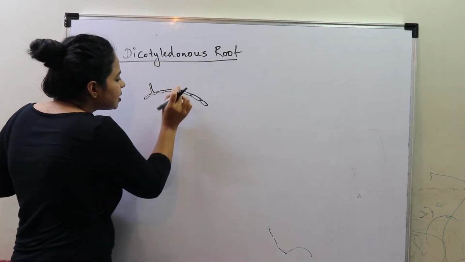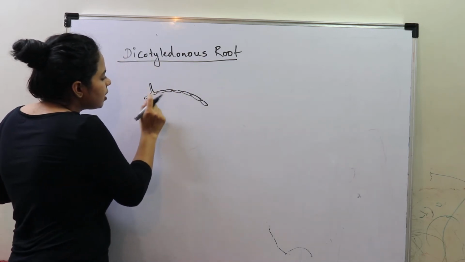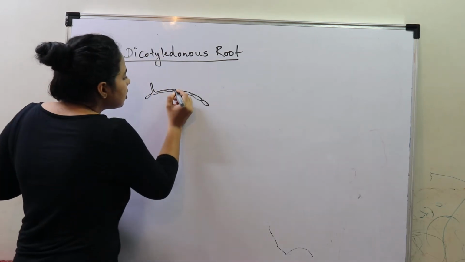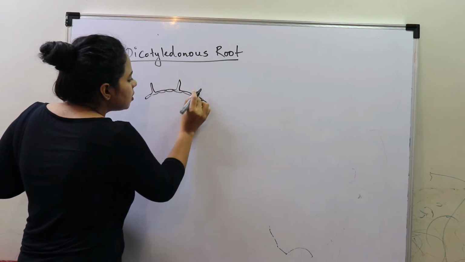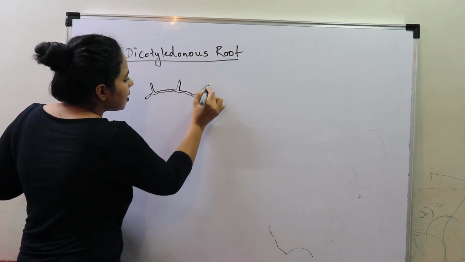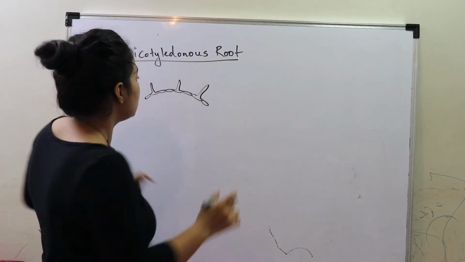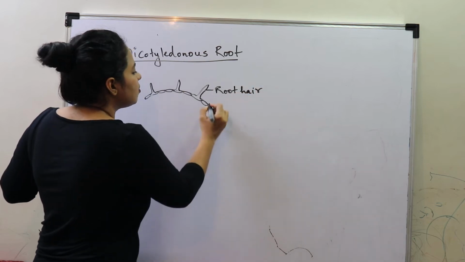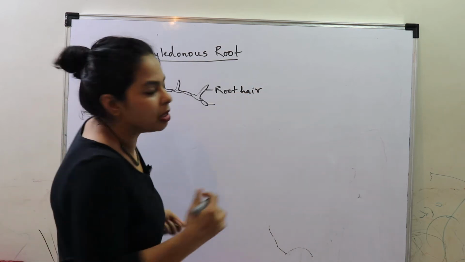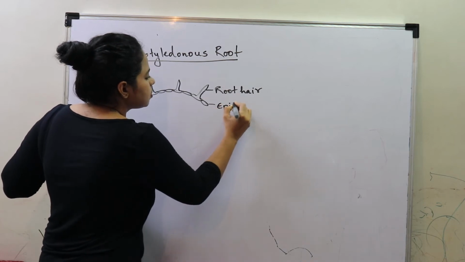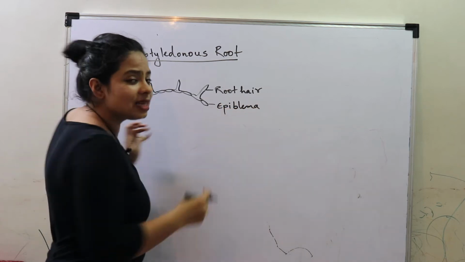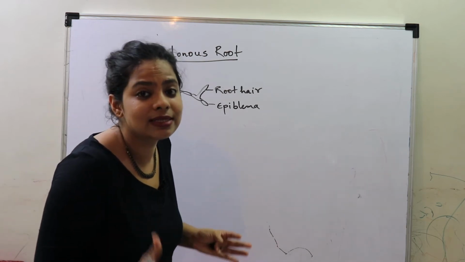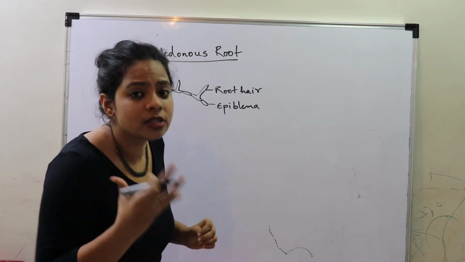Now here you can see this epiblema is protruded to form a single cell, unicellular root hair. Again here also unicellular root hair is formed. This cell of epiblema extends to form root hair. So these are root hair which are nothing but the protruded epiblema. Now below this layer of epiblema lie several layers of parenchymatous cells with intercellular spaces.